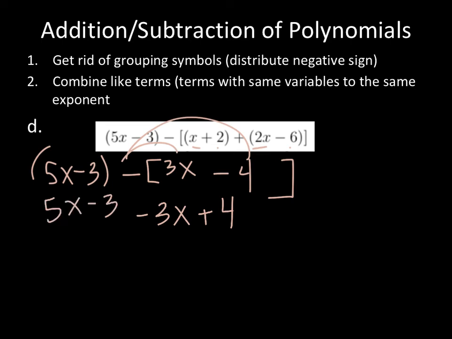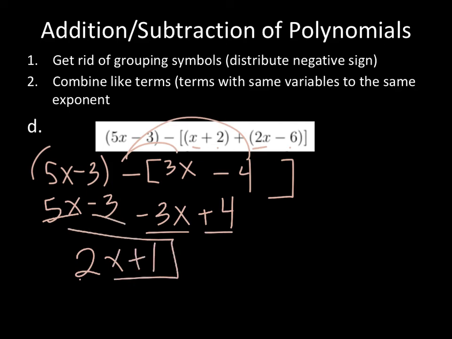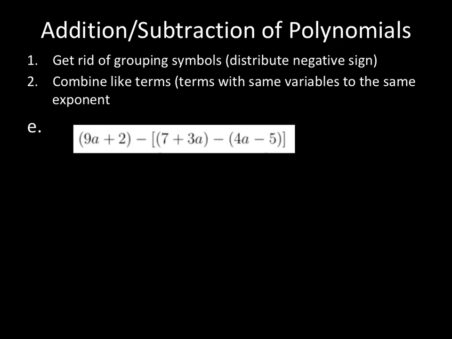I'm rewriting what I have at the beginning. I have 5x minus 3 minus 3x plus 4. Combining like terms, 5x, negative 3x, I have 2x. Negative 3 plus 4 is 1, so I'm adding 1. And that's it. Just kidding, there's one more example. Last one for real this time.